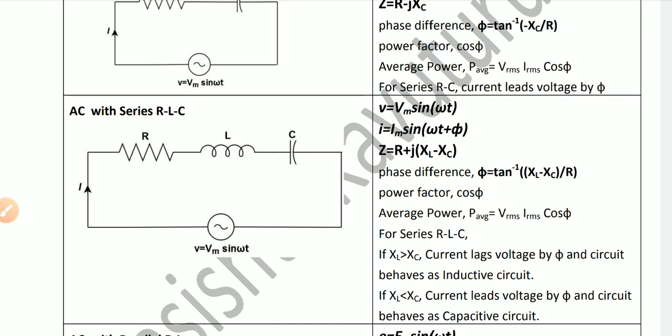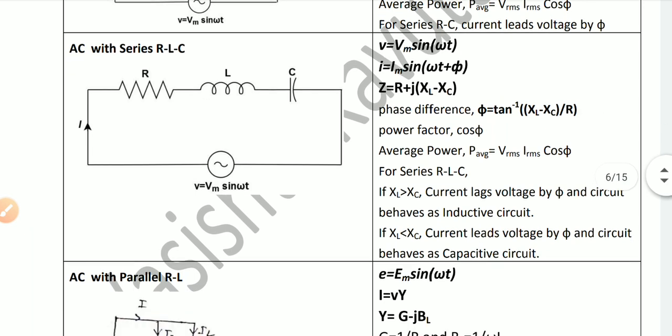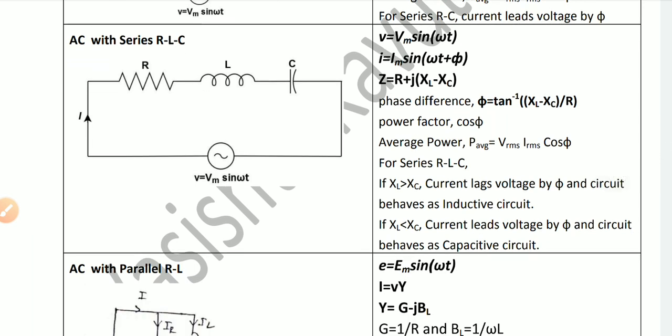Therefore, cos phi is nothing but the cosine of the phase angle phi, and the average power is given as Vrms Irms cos phi. So for a series RLC circuit, if XL is greater than XC, current lags the voltage by phi, and the circuit behaves like an inductive circuit, because inductive reactance will be dominant here.